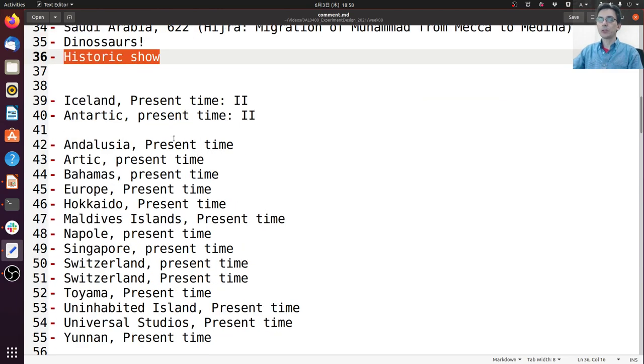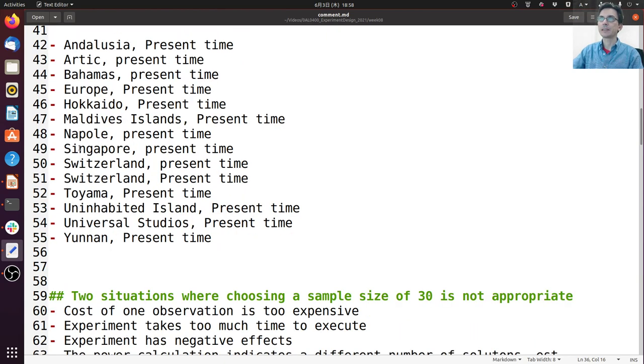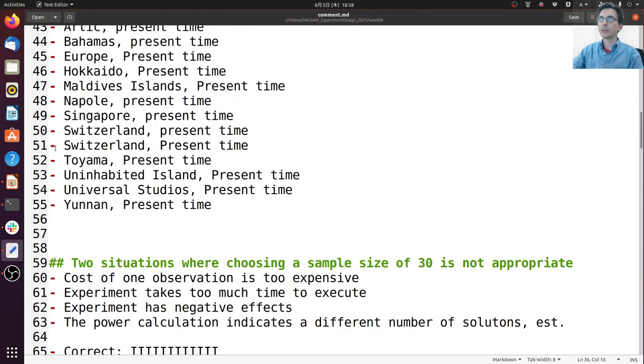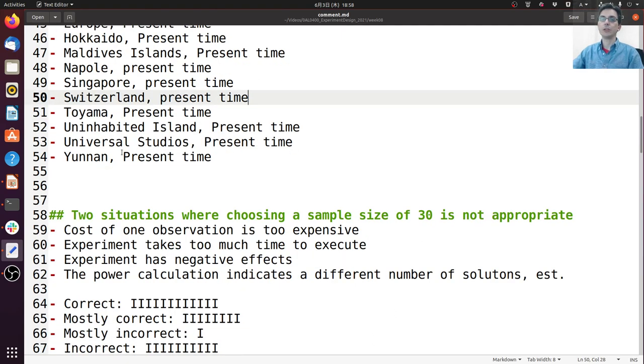A lot of people wanted to go to the present time, to places that they want to visit. So we had two for Iceland, two for Antarctica, and I found that interesting. One for Andalusia, one for the Arctic, one for the Bahamas, one for Europe, Hokkaido, Maldives Islands, Napoli, Singapore, Switzerland, Toyama, an abandoned island, Universal Studios, and Yuna.